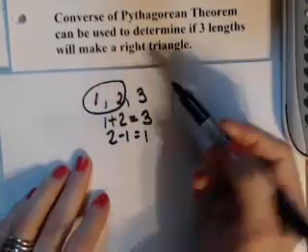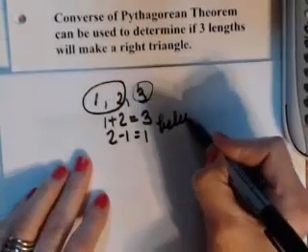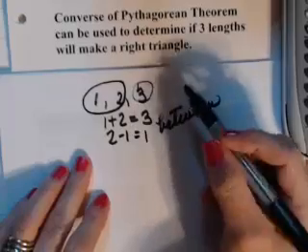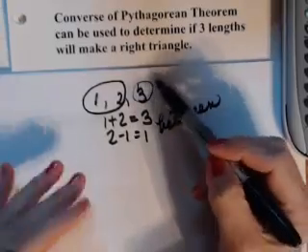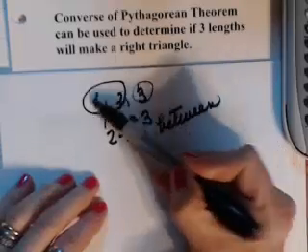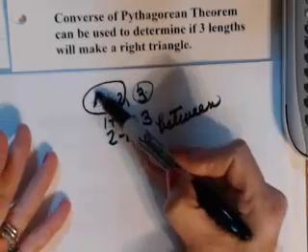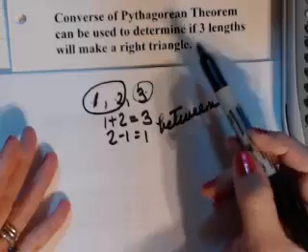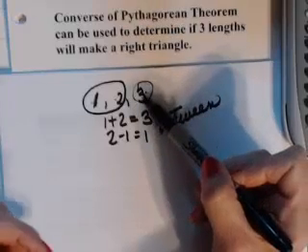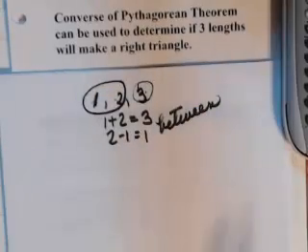the third number has to fall between them. So this will not be a triangle of any kind because the dimensions do not match up. So we have to have a number between 1 and 2, or at least less than 3. We have to have a number between 1 and 3.